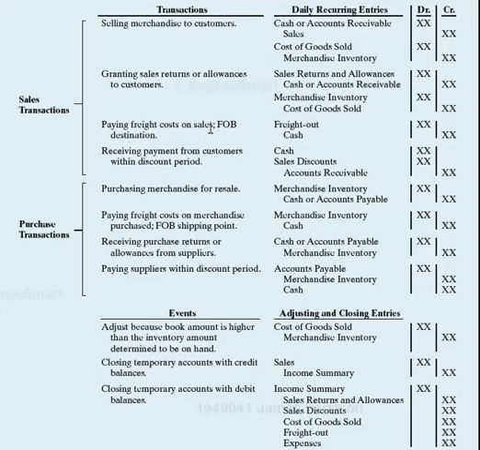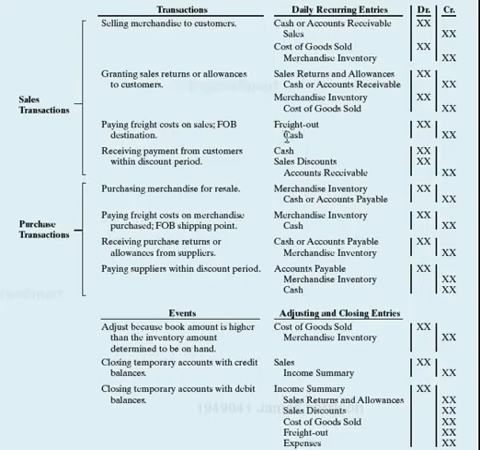Now, paying freight costs on sales, FOB destination. Check out in your textbook the different examples of that and who pays what and when. Freight out is an expense account. That'll be debited and placed on the income statement. Cash will be credited because we're paying out cash.